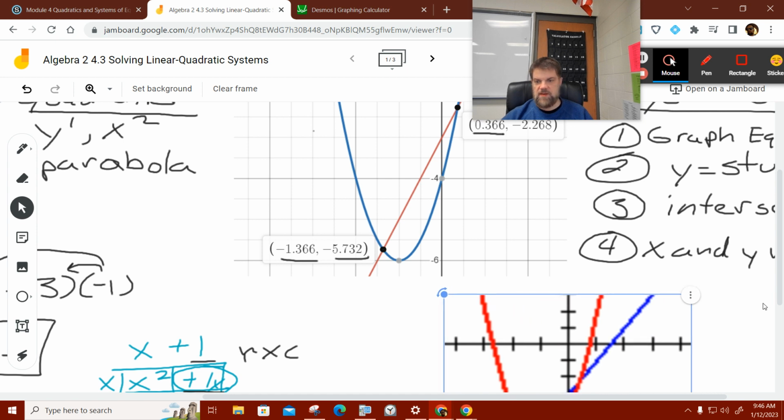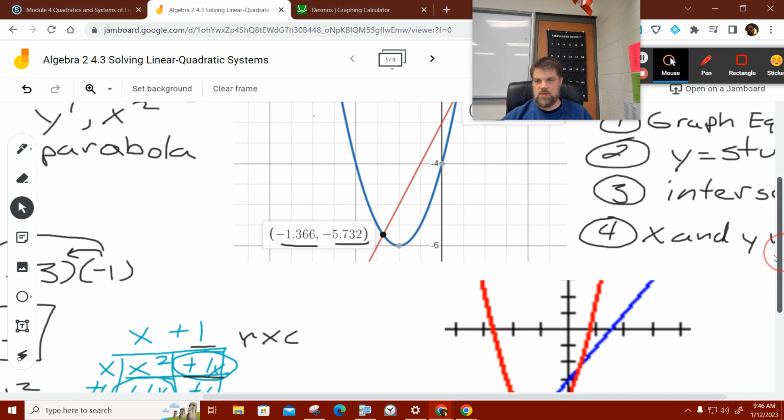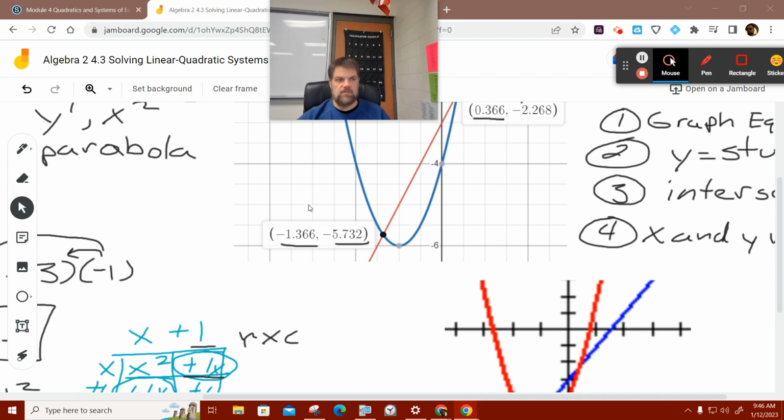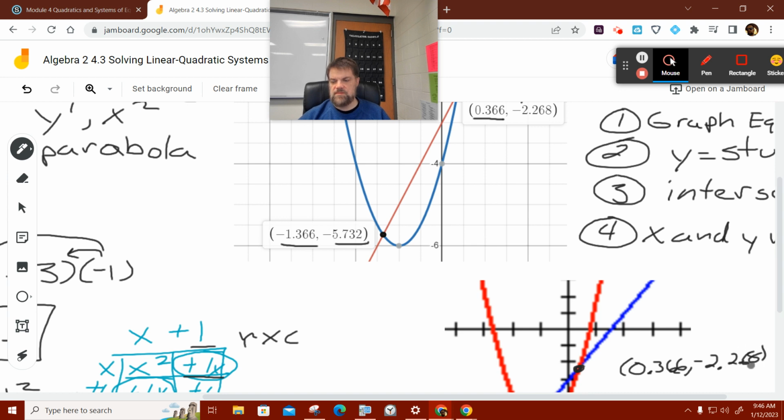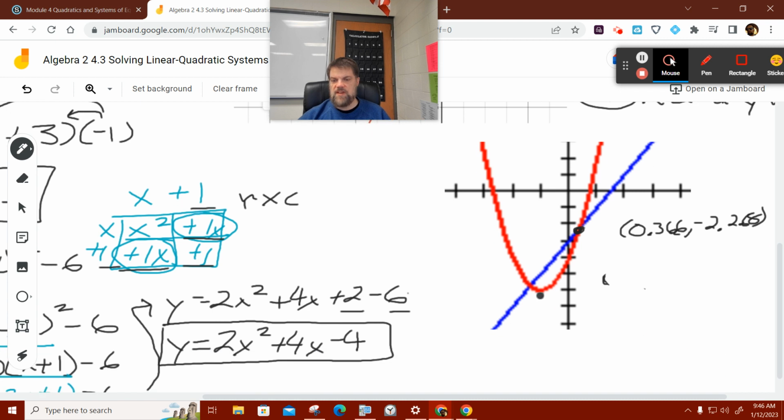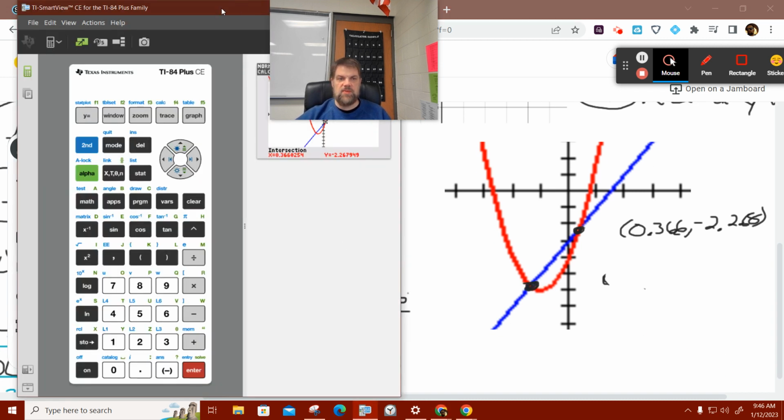Don't put your stuff away. We're going to finish this one, and then we'll call it a day. Because I want you to practice it on the calculator, but I want you to see that they're the same value. So this is 0.366, comma, negative 2.268. And then what do you think this one will be? Yeah, the exact same value. So I'm going to plug this in.